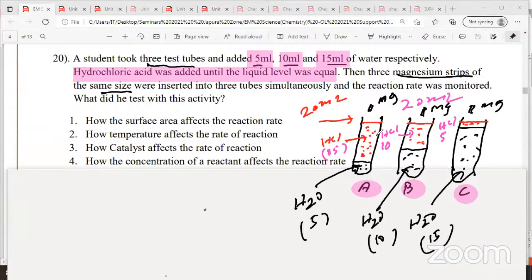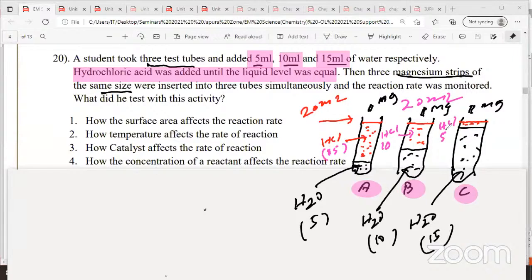And the effect of which factor is tested here? First tell me the effect of which factor is tested here. I'll ask Nadin. Any other volunteers? Concentration. Very good, Nadin. Your answer is correct. Testing the effect of concentration of the reactant.